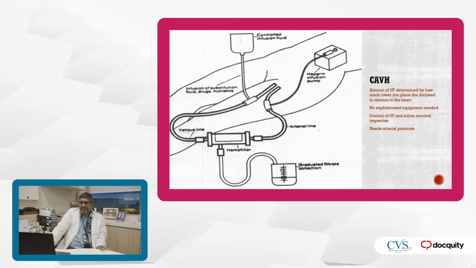Okay, in CRRTs, there are many forms. What is CAVH? CAVH is hardly done. In CAVH, the lines are inserted into the artery as well as the vein. So what drives the filtration is actually the patient's blood pressure. So with CAVH, you do not need any particular machines, because it's the patient's blood pressure that drives filtration. So it's hardly ever used nowadays because most hospitals use machines. CVVH is much easier to use and does not involve an arterial puncture.